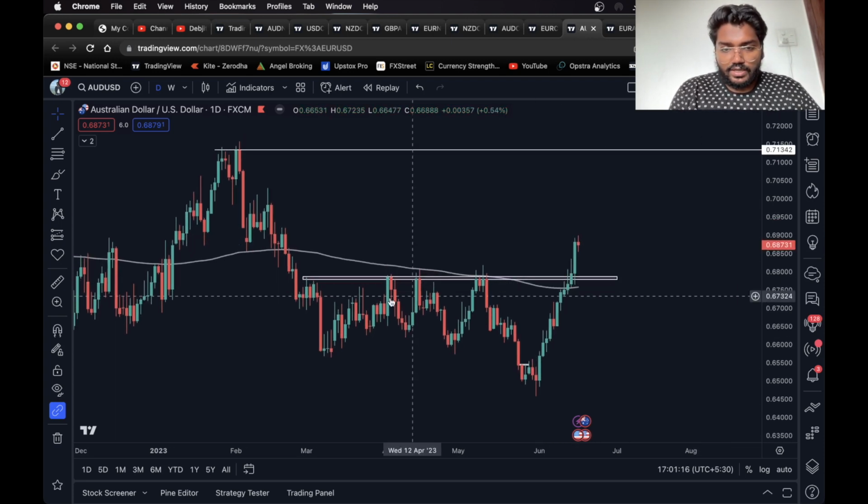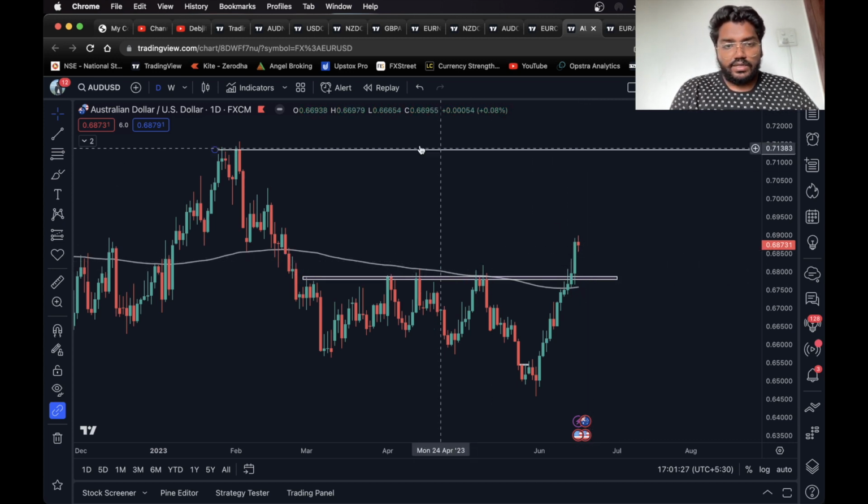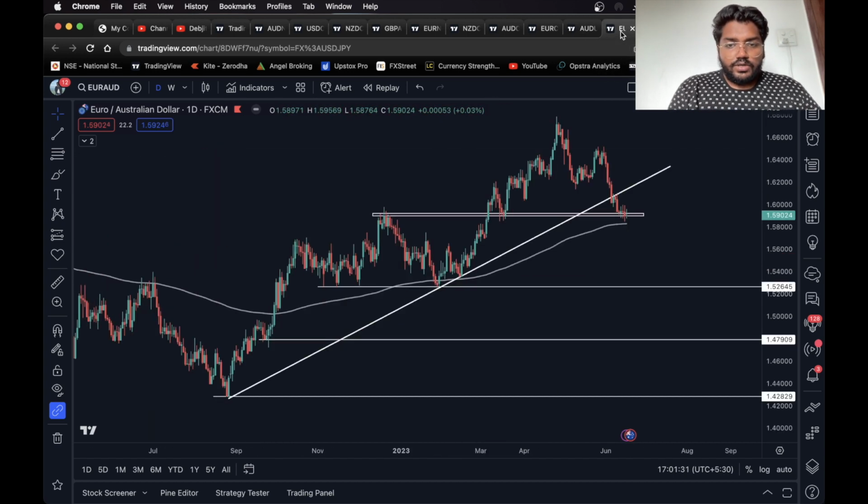Again, it has given a breakout from this horizontal resistance level and also 200 EMA. It has given a huge breakout. So once it comes down for a retest and again shows a bullish sign, a long entry can be taken, and you can consider this level as your long target. Okay, moving on to the next one.